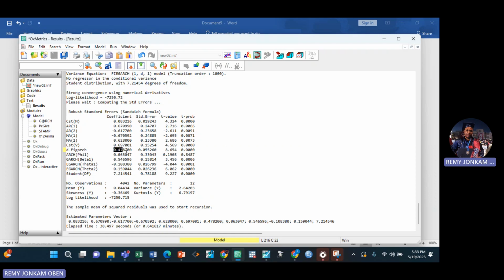But then, in order for us to have long memory, this value must be between 0 and 0.5, right? You see, we have 0.47, which is between 0 and 0.5. Therefore, it means we have long memory.